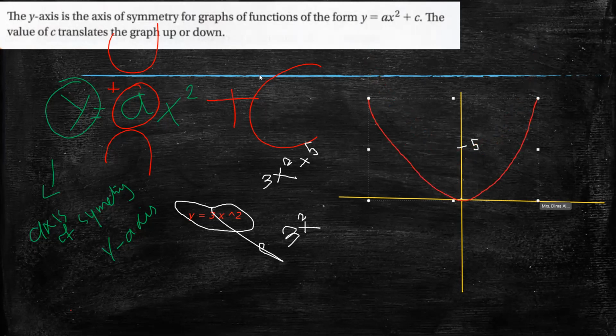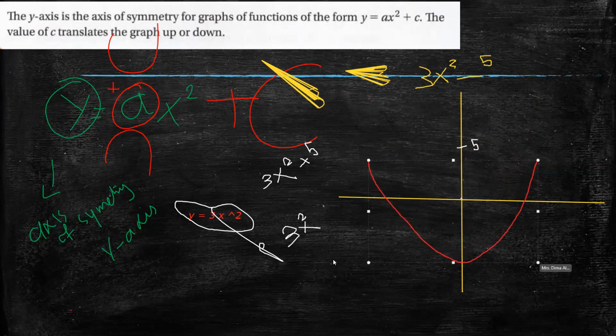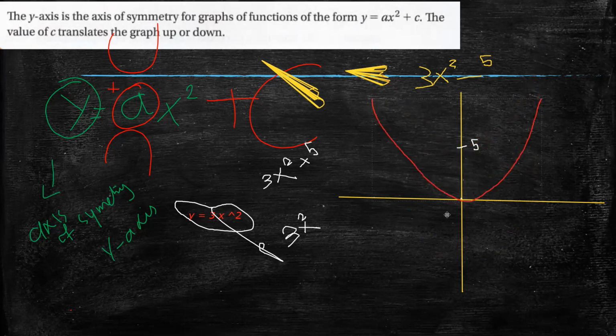And if I told you now 3x squared, but minus 5, what does it mean? This minus sign means you have to move the shape 5 units down. So 3x squared only means I am at 0, 0. 3x squared plus 5, you have to shift it up 5 units. 3x squared minus 5, you have to shift it down 5 units. So plus 5 means up 5 units. Minus 5 means down 5 units.